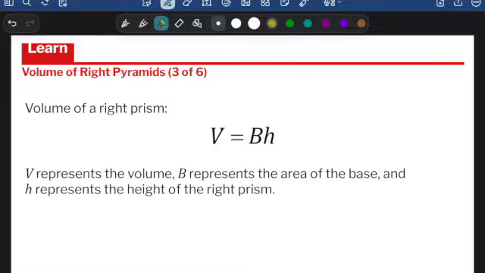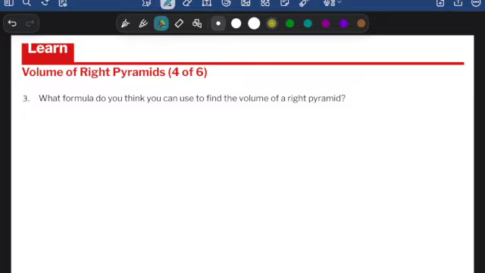Okay, so we know from previous lessons that the volume of a right prism is the area of the base times the height. So what formula can we develop for the volume of a right pyramid, knowing that our pyramid is 1/3 the volume of the prism?